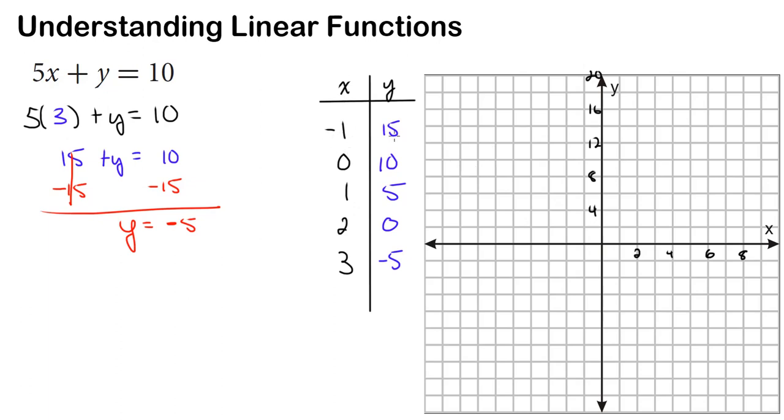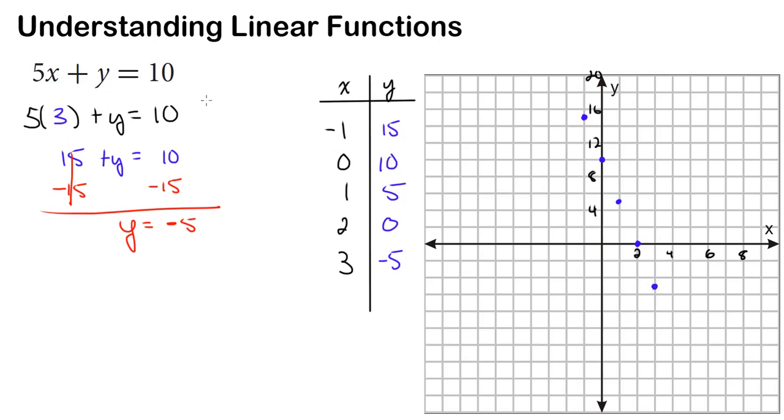So my first point is -1, 15. So that's left 1 and then up 15. So this is 12, this is 14. So 15 is going to be halfway between 14 and 16. So that's going to be about here. Then we have 0, 10, which is going to be right here. Then we have 1, 5. So this is 4, 6. So 5 is halfway between 4 and 6. So about right here. Then we have 2, 0, which will be right here. And then 3, -5. So -2, -4, -5 will be right here.